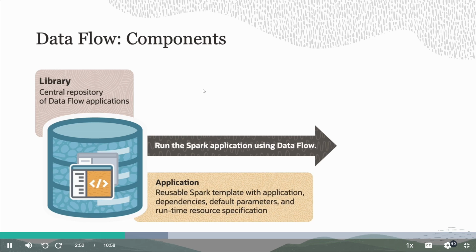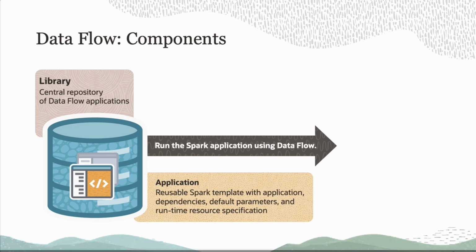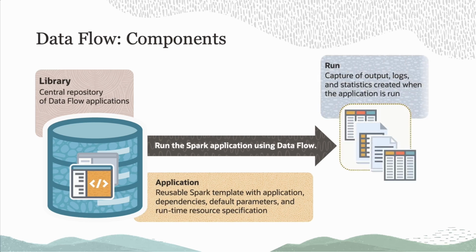Every time a Dataflow application is run, a run is created. The Dataflow run captures the application's output, logs, and statistics that are automatically and securely stored. The output is safe, so it can be viewed by anyone with the correct permissions using the UI, the REST API, the SDKs, or the CLIs. Spark generates Spark log files, which are useful for debugging and diagnostics. Each Dataflow run automatically stores log files in an object storage bucket. You can access them via the UI, or the API, the SDK, or the CLI, subject to the run authorization policies.